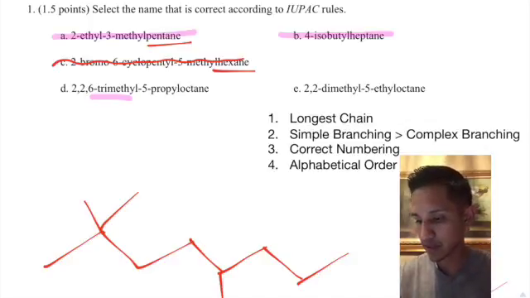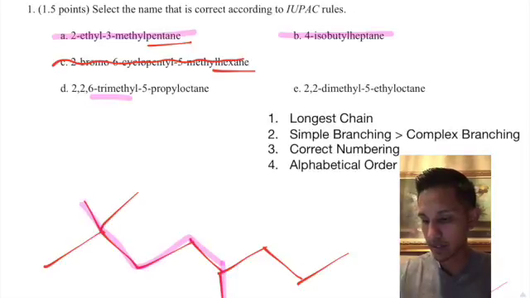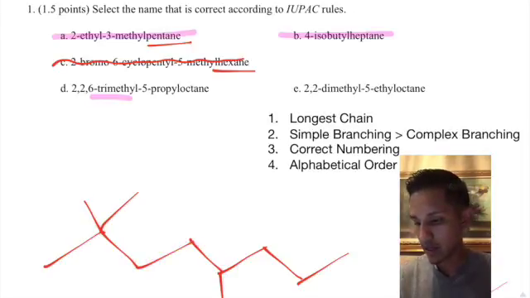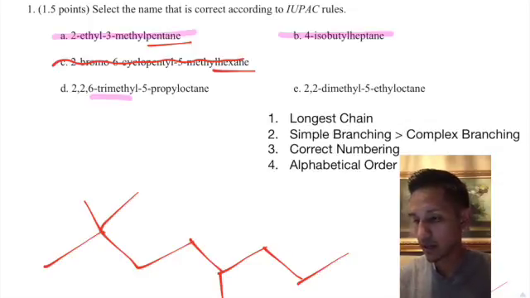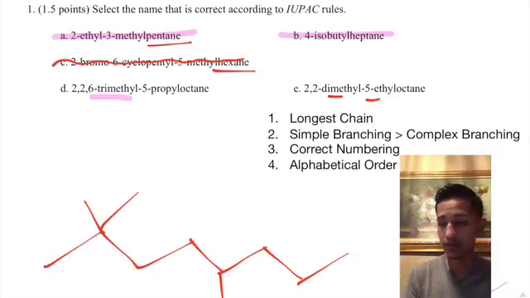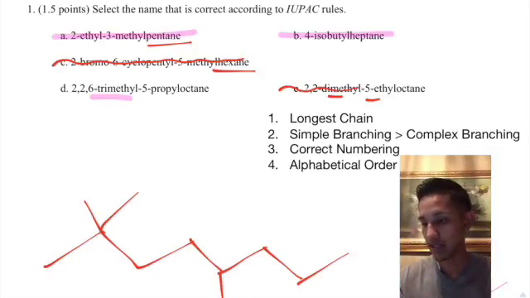Okay, so we're going to look for our longest chain. We're going to start over here. 1, 2, 3, 4, 5, 6, 7. That would not be greater than octane, so that's a no-go. So then it looks like our longest chain is okay. We've got our first branches hitting here, so 2,2-dimethyl, that's okay. So then that would mean the 5-ethyl is also good. However, what you've got to notice is that here the methyl comes before the ethyl, but E comes before M in the alphabet. So that's why that one is not correct.